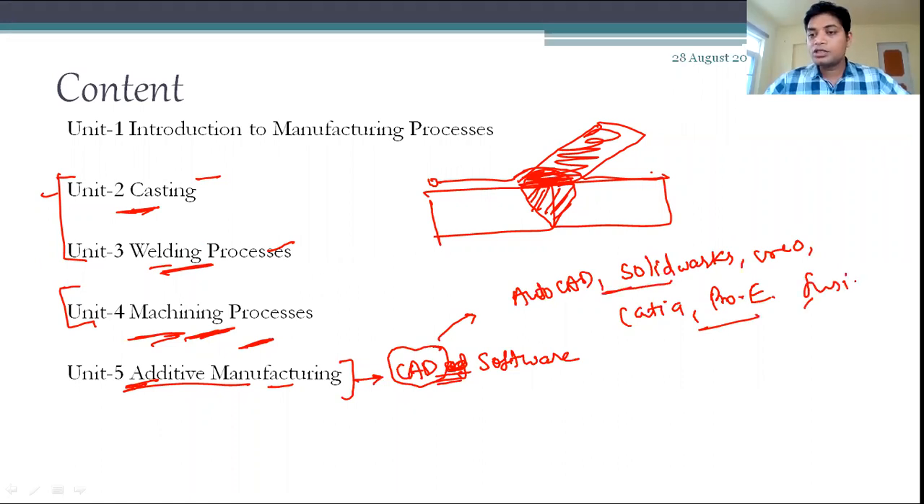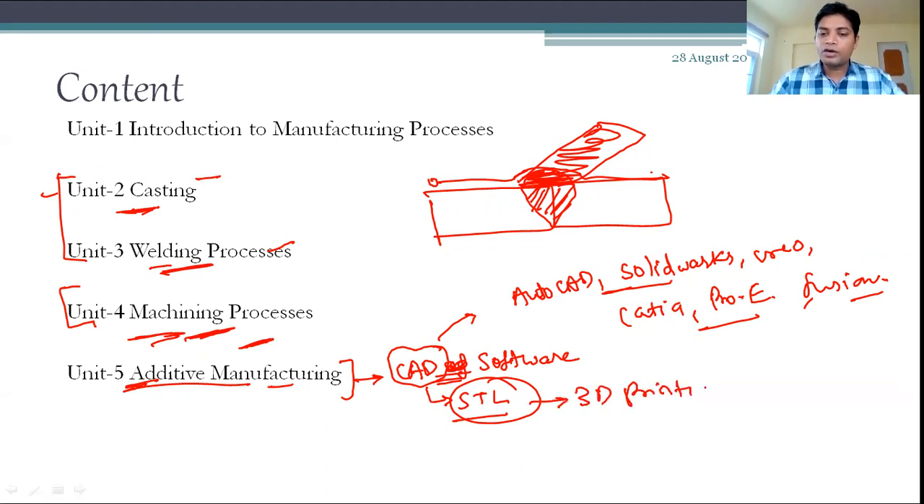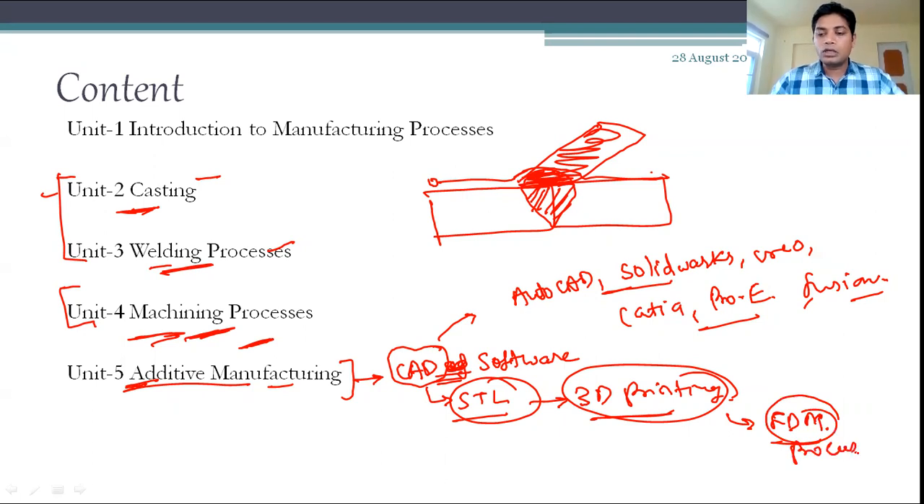Fusion is there. So these are the software on which we make 3D models, whatever the complex shapes are, or whether it's a simple shape, we make that CAD model. Then we convert that into an STL file, that is standard triangulated language. STL file format, we convert that, and then we go for 3D printing. This 3D printing is nothing but the fused deposition modeling, FDM process. Don't worry guys, I will discuss that in detail.